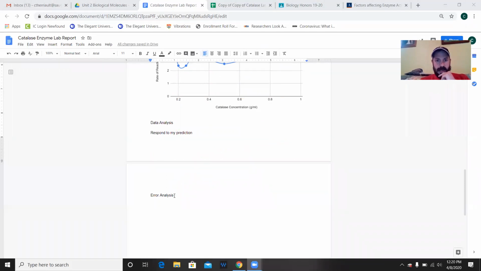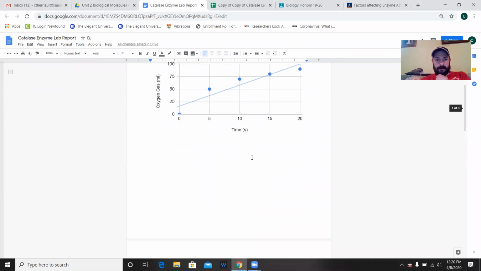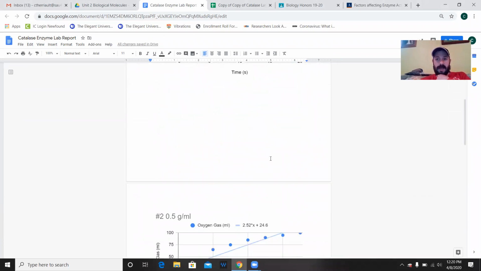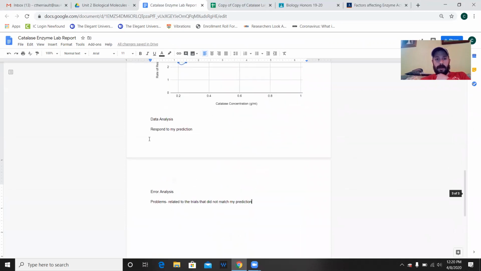Then finally, let me get rid of my line. There we go. I do my error analysis where I talk about problems in the lab, particularly problems related to the trials that did not match my prediction. So we're looking for a paragraph here where you respond to your prediction, and then another paragraph here where you talk about the problems. If you get your prediction, your graphs in, particularly this last one, a paragraph where you respond to the prediction, and a paragraph talking about the problems, you will be good to go for this lab report.